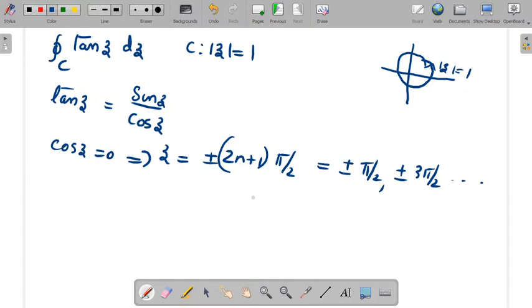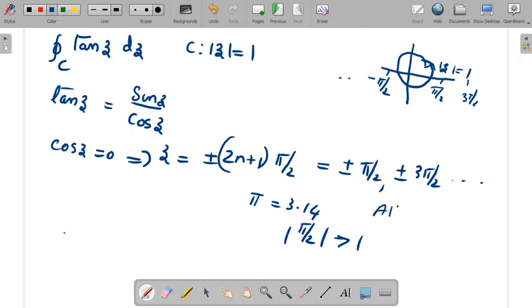Right? The points are plus or minus pi by 2, plus or minus 3 pi by 2, etc. Now, we know the value of pi is 3.14. So the absolute value of pi by 2 is greater than 1, like 3.14 divided by 2. So pi by 2, minus pi by 2, 3 pi by 2, minus 3 pi by 2 all have values more than 1, and for the circle the radius is 1. So all these points will lie outside the contour. We can conclude that all these points lie outside C.